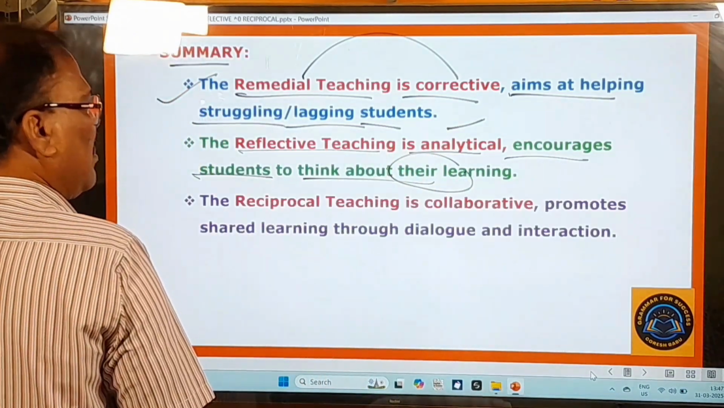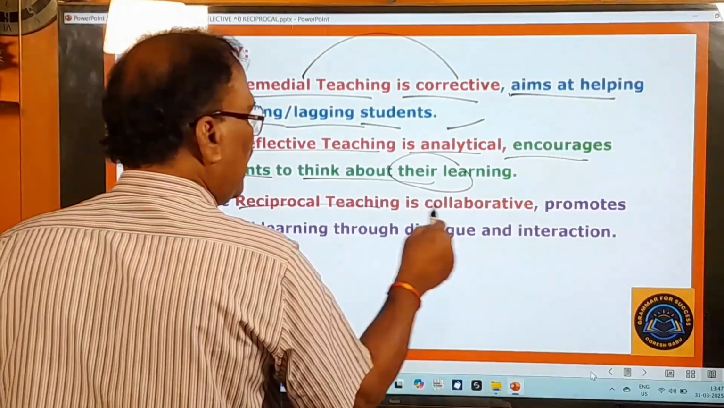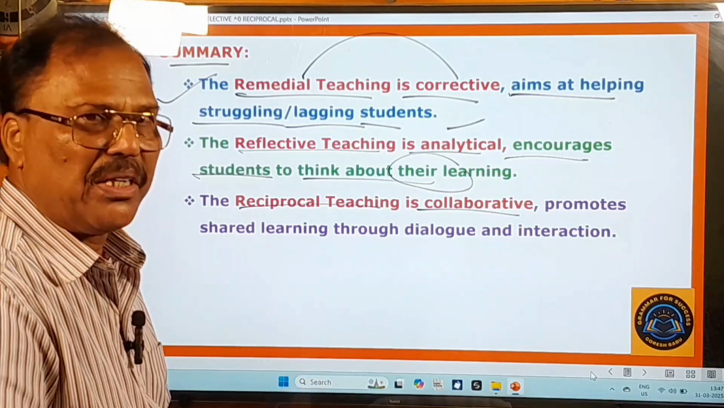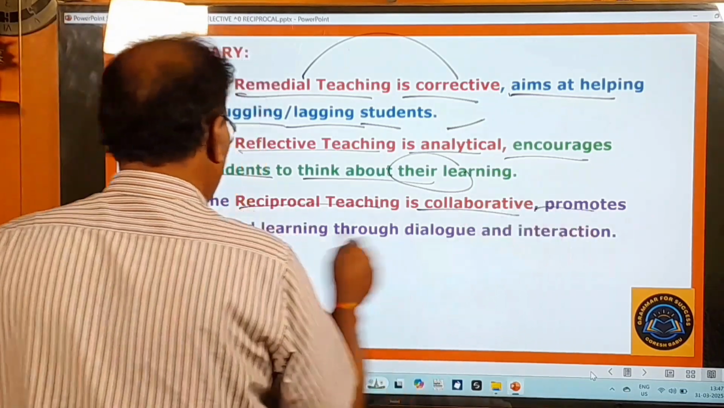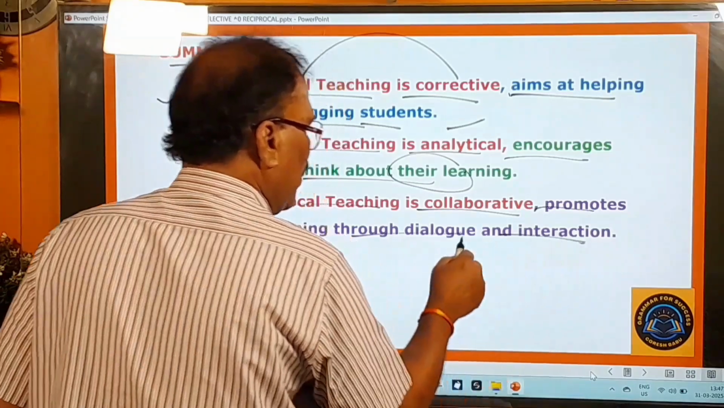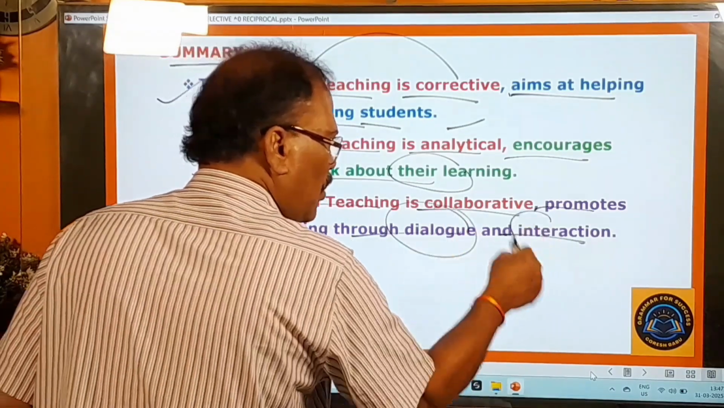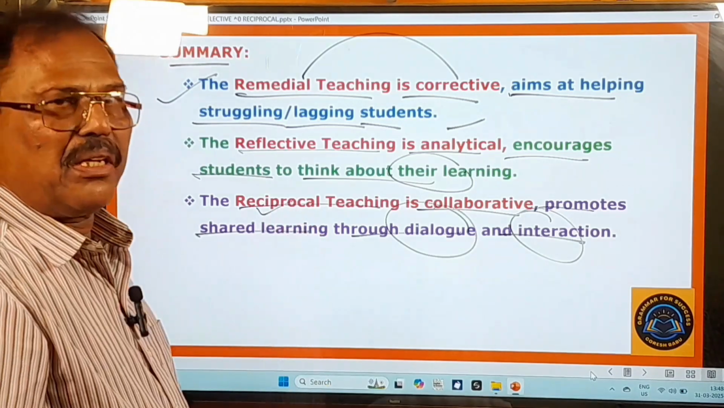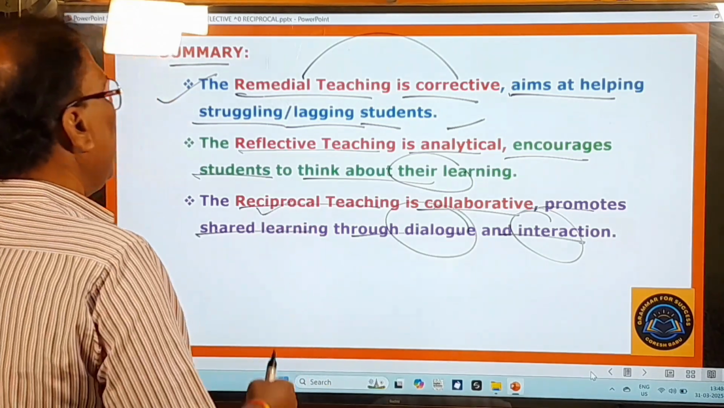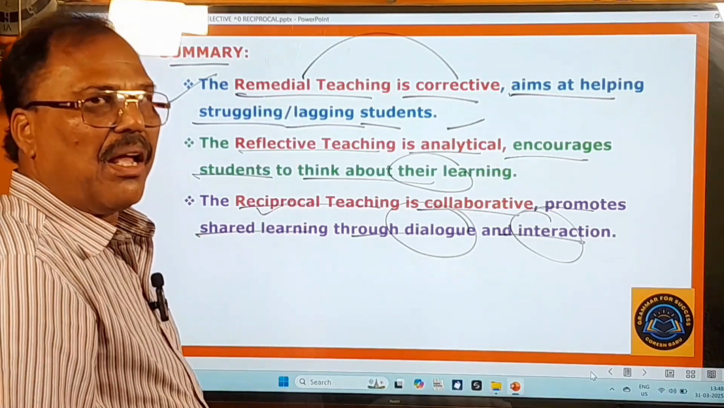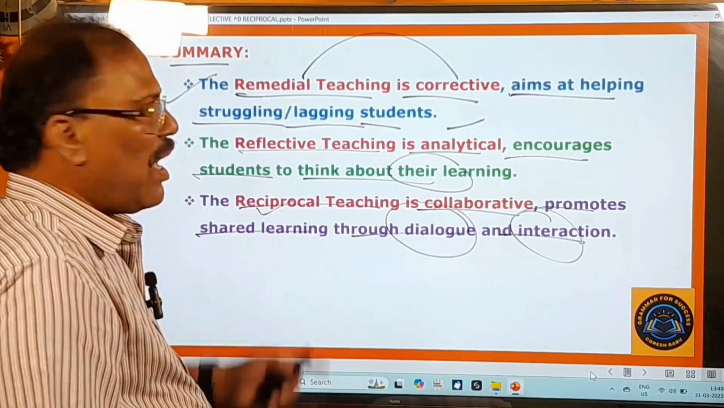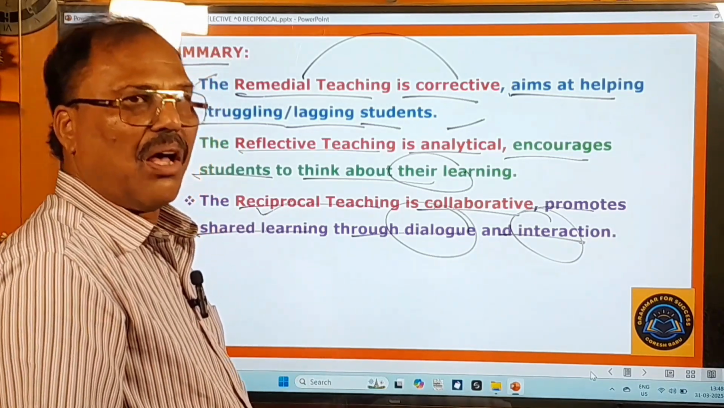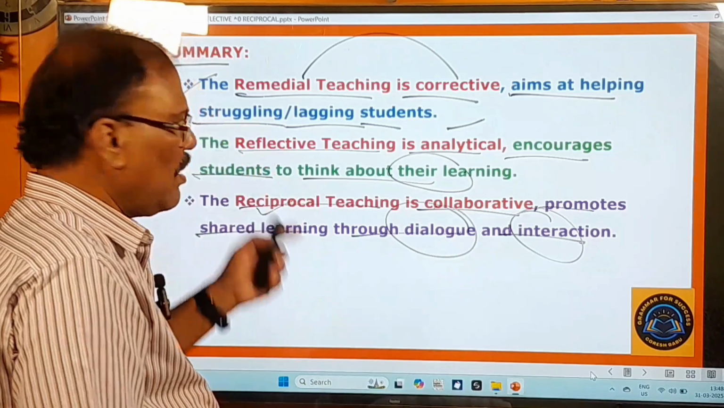You go to the third type of teaching, reciprocal teaching. It is collaborative. Collaborative means it is cooperative, mutual, joint. You know very well. It promotes shared learning through dialogue and interaction: through dialogue, through discussion, and interaction means communication. So the students will learn so many things in the class. In this way, there are 3 types of teaching, and I have mentioned all these 3 types here. With this, the video comes to an end. Now let us move on to solve a small exercise given on this small topic.